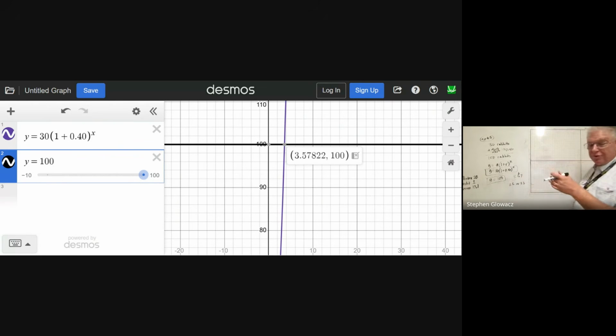Remember, 0, 1, 2, 3, 4 are stay numbers. 5, 6, 7, 8, 9 are go up numbers. The next number is a 7. That's a go up number. So we're going to go up to 3.6. So it's going to take 3.6.